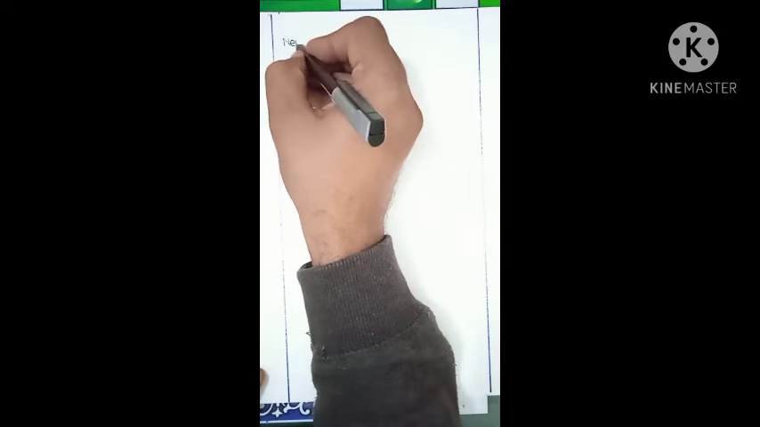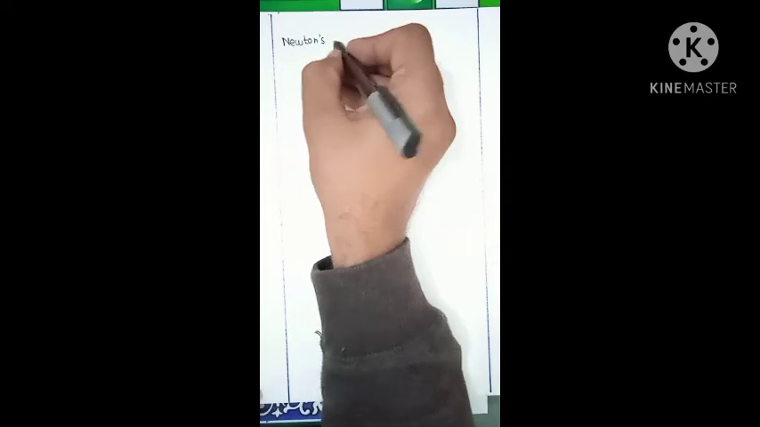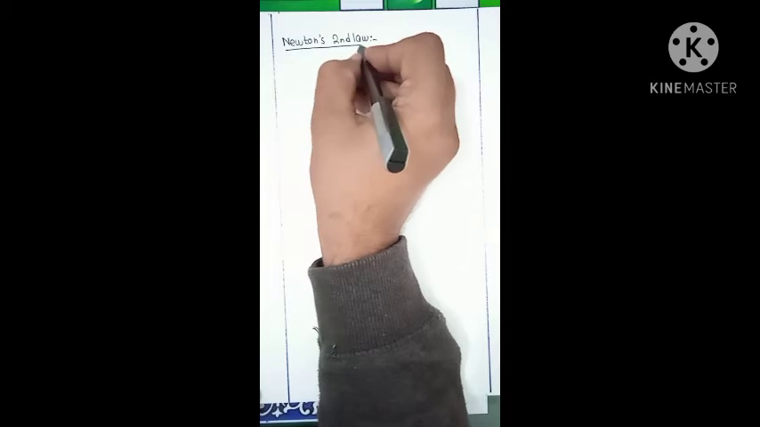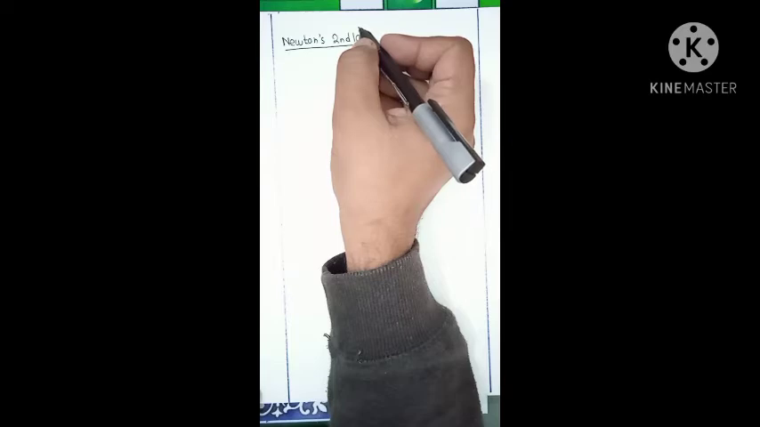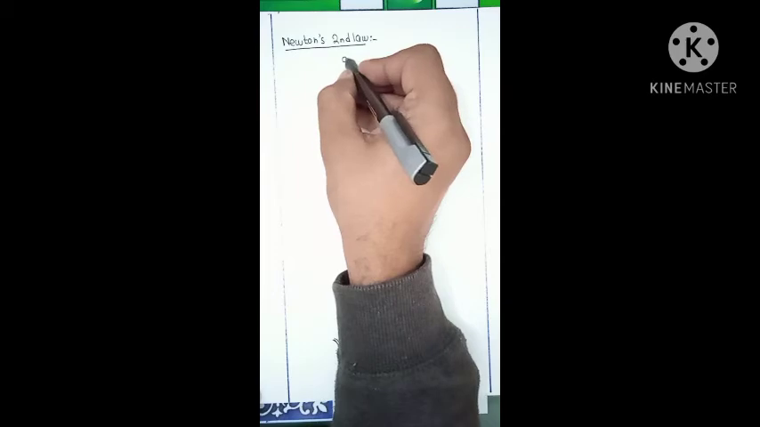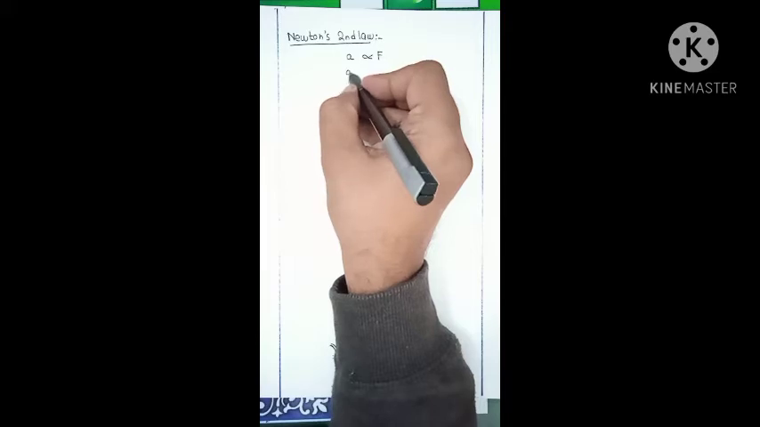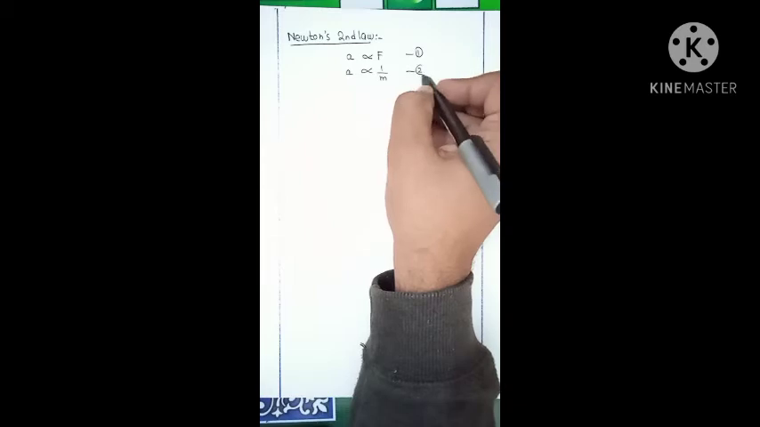Now, dear students, moving forward to Newton's second law of motion. Newton's second law, dear students, is very easy. What is the statement? A force applied on a body produces acceleration in it. This acceleration is directly proportional to force and inversely proportional to the mass of a body. So this is equation number 1 and equation number 2.